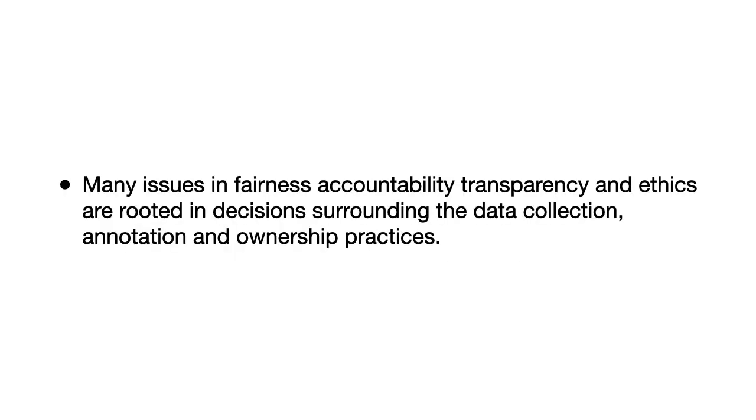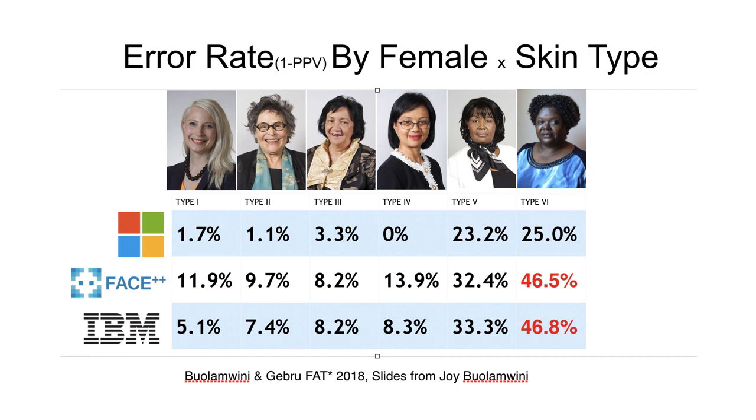Okay, so many issues in fairness, accountability, transparency, and ethics are rooted in decisions surrounding the data collection, annotation, and ownership practices. In the first part of this tutorial, I gave a bunch of examples, but I'll recap them really quickly. For example, I gave this example from Gender Shades, which is work by Joy Buolamwini and I, showing the high disparities in error rates among gender classification systems.